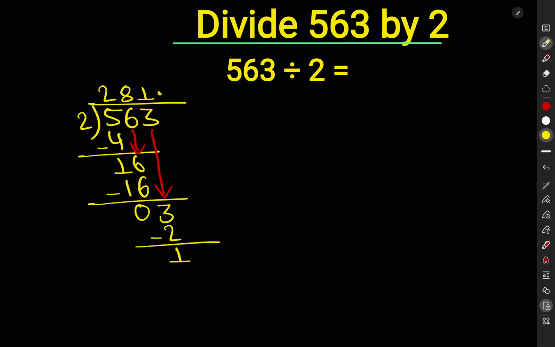So we take here decimal so that we put 0. So it is 10 and 2 times 5 is 10. On subtracting we get 0. So 563 divided by 2 is 281 decimal 5.